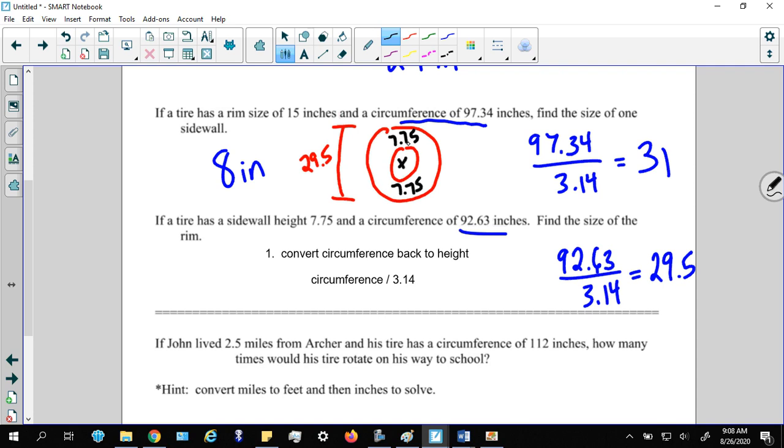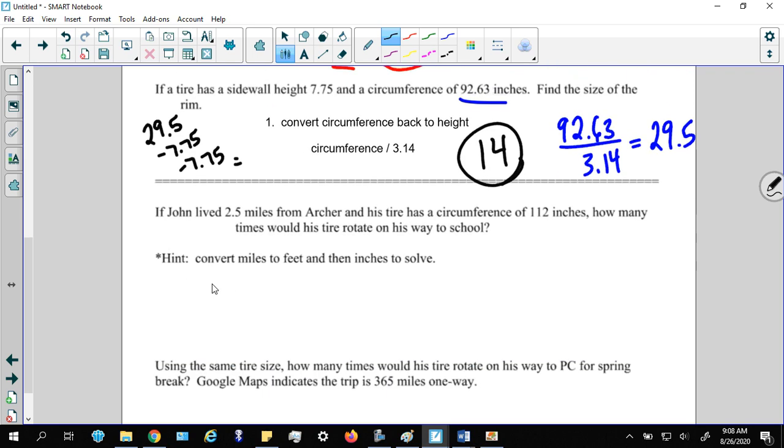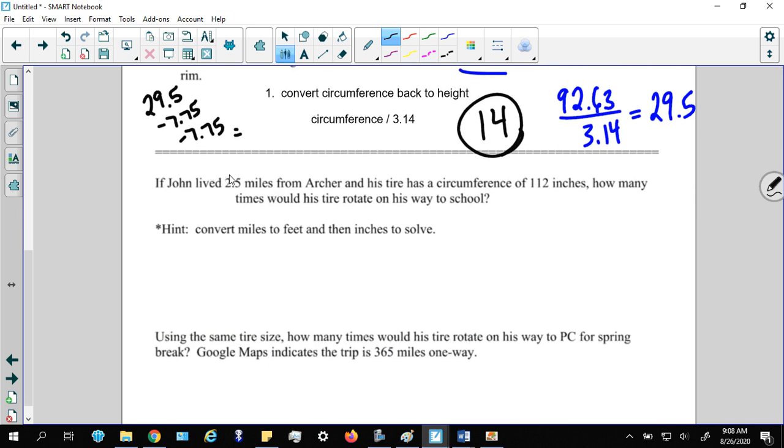So I know that 7.75 plus x plus 7.75 equals 29.5. In reality, you can make an equation, but what I'm going to do is just subtract out my two sidewalls, and then I'll get my rim size, and I end up with a rim size of 14 inches. All right. Now, last question, and that is this. If John lived 2.5 miles from Archer and his tire had a circumference of 112 inches, how many times would his tire rotate on his way to school?